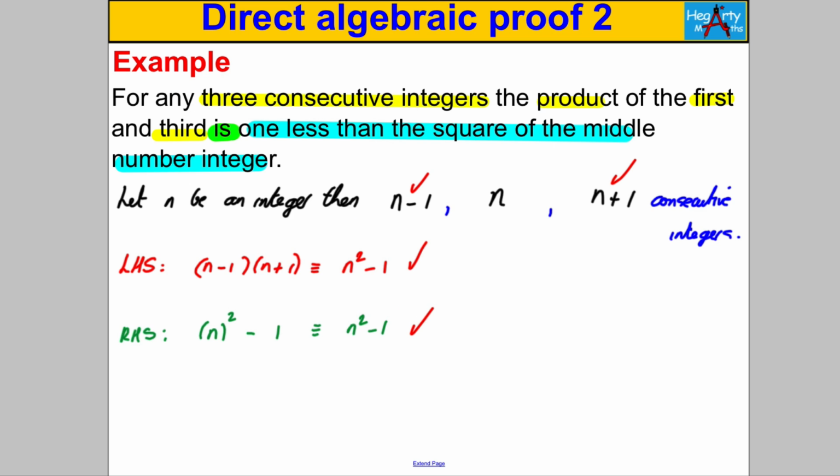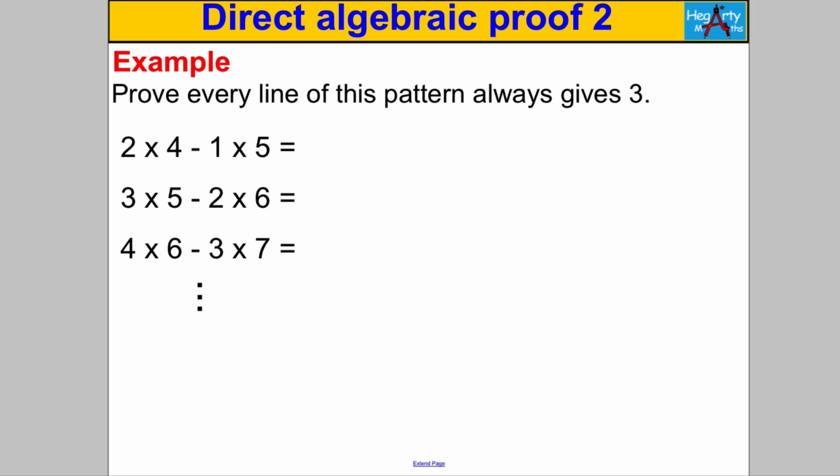So therefore, we would have to write "therefore," and then you should write, for any three consecutive integers, the product of the first and the third is 1 less than the square of the middle number, and you're done. And we showed it there nice and quickly with algebra. Okay, one last example for us here.